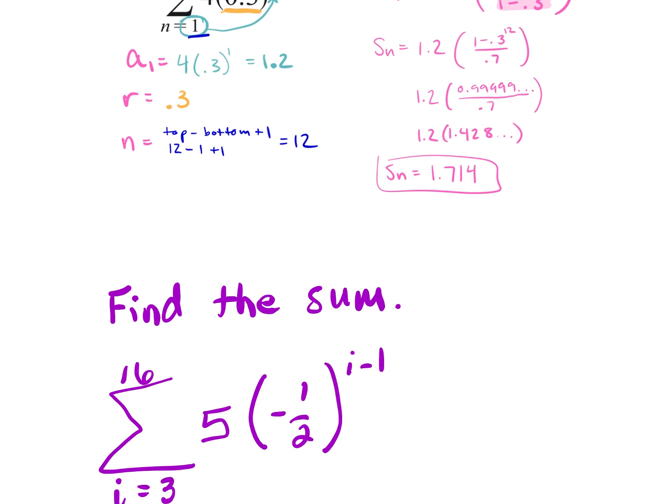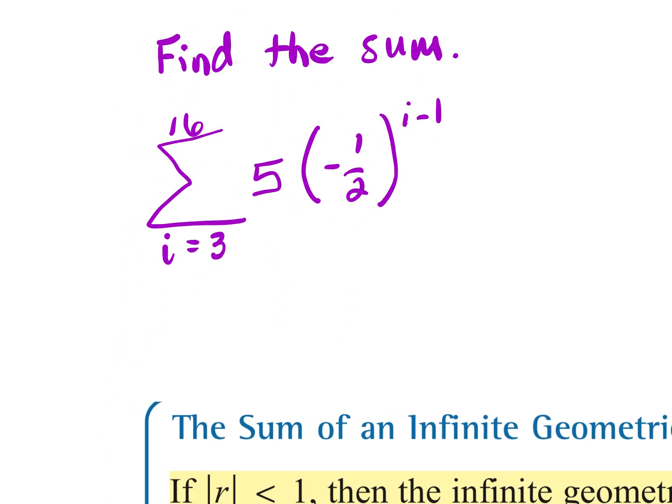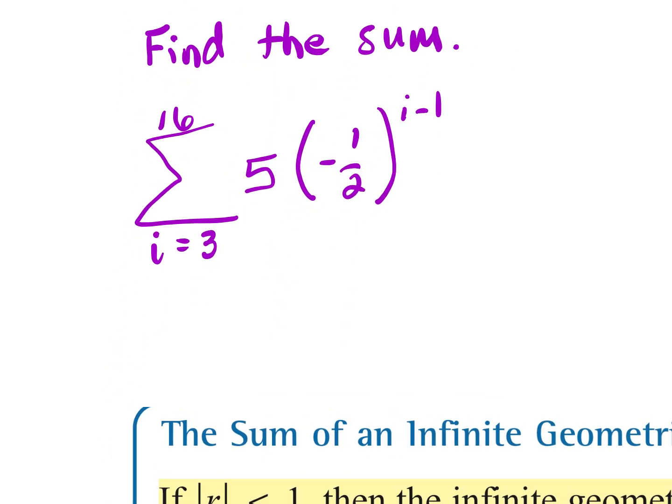All right, let's look at the next one. So here we're going to do the same thing. We want to find the sum. Let's identify our first term, our common ratio, and the number of terms. How would we find the first term? Perfect. Take 3 and plug it in. So whatever the number on the bottom is, that's what we plug in. So we have 5 times -1/2 to the power of 3 minus 1.